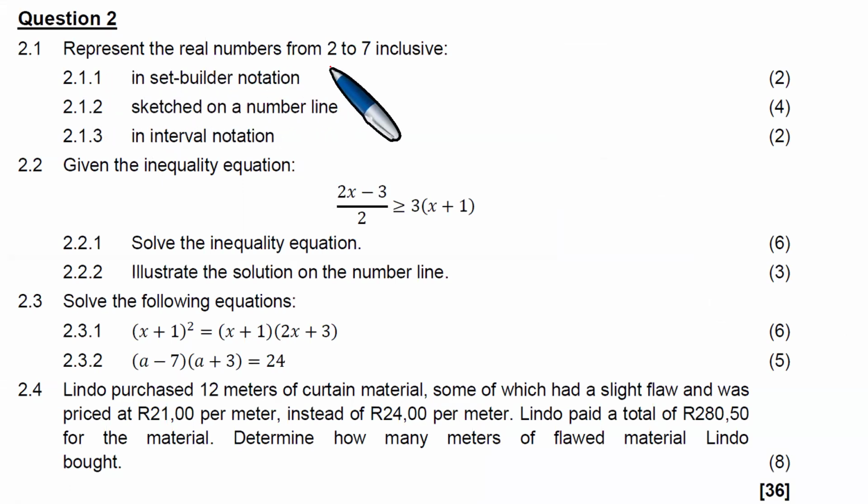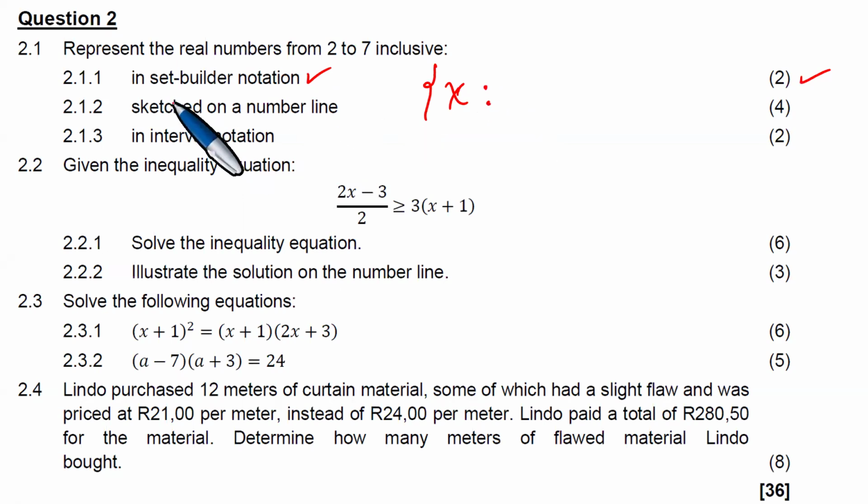Represent the real numbers from 2 to 7 inclusive. Use set builder notation, for 2 marks. How do we do this? Right, so we need to write this in set builder notation.